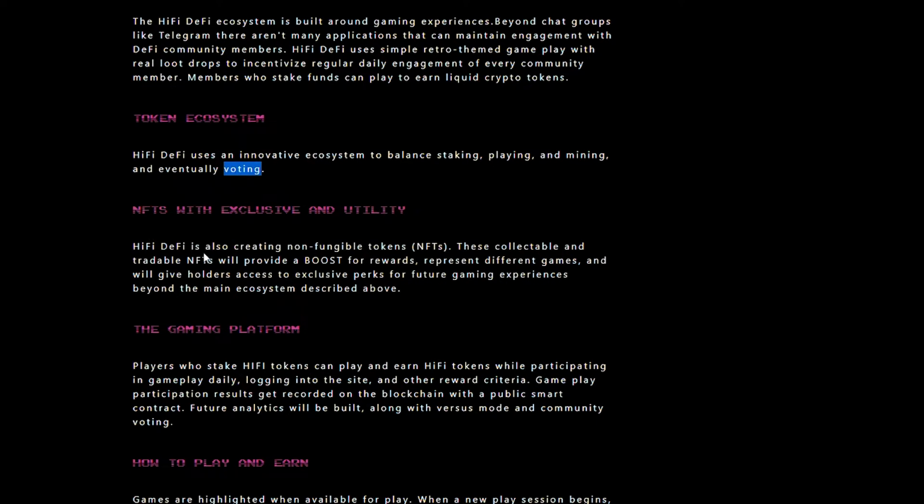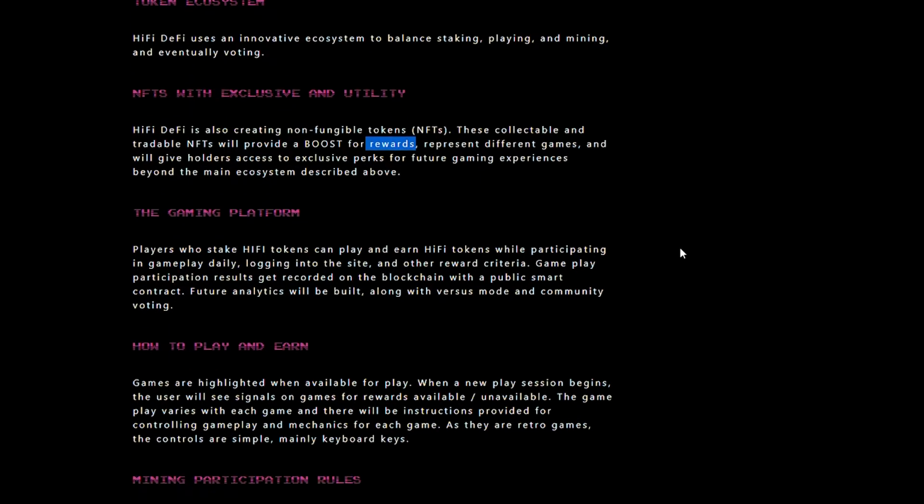So not much on the NFT front at the moment, but eventually HiFi DeFi is also creating non-fungible tokens, aka NFTs. These collectible and tradable NFTs will provide a boost for rewards. So that's really cool. You're going to be incentivized to grab these NFTs to essentially get more back on the play-to-earn mechanics. As for the gaming platform, players who stake HiFi tokens can play and earn HiFi tokens while participating in gameplay daily, logging into the site and other rewards criteria. So essentially, guys, the gameplay participation results get recorded on the blockchain with a public smart contract. So that's the power of blockchain gaming.